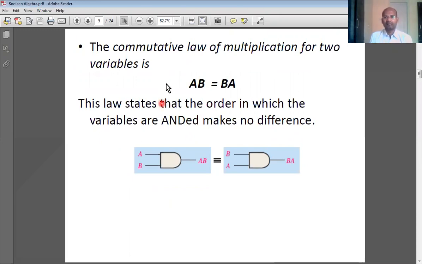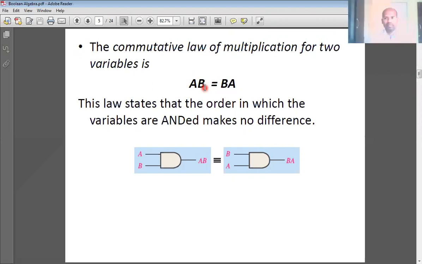Let's see. What is the commutative law for multiplication saying? Multiplication means a dot b. So if a and b are the variables, what is their multiplication? A dot b. Sometimes we don't write the dot. We simply write ab. Then also it represents multiplication. Don't think the dot is missing. It is also an accepted notation. AB is the product of variable A and variable B, which are Boolean variables.